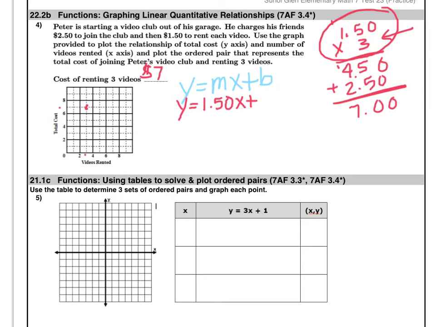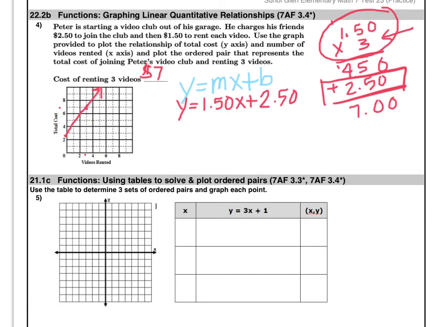So if I rent 0 videos, I don't owe him any money for the videos, but I still owe him a membership fee. And the membership fee is what we added. We added that $2.50. So that's actually our b. And so we can plot that we owed him $2.50 even though we rented 0 movies. And now we have 2 points that we can connect and make a line.